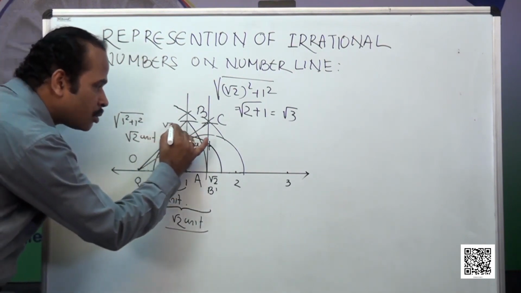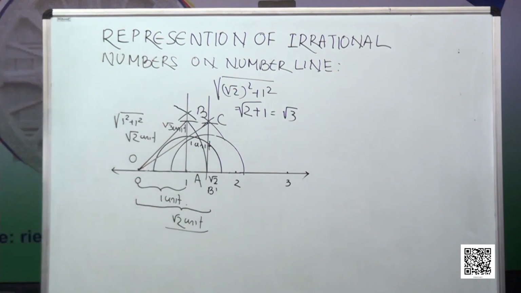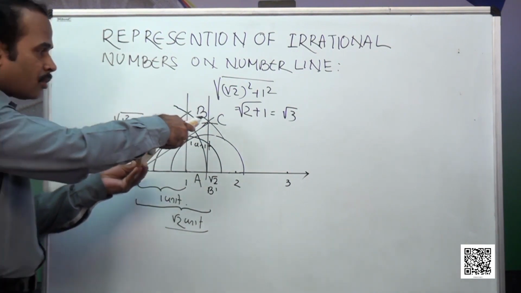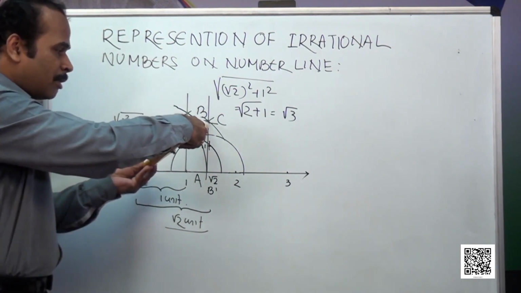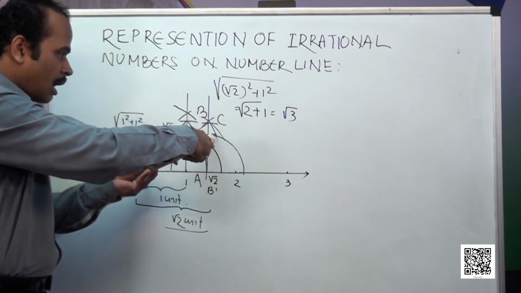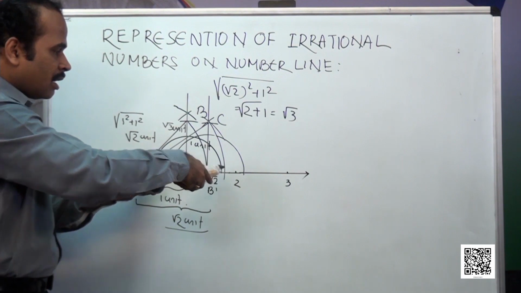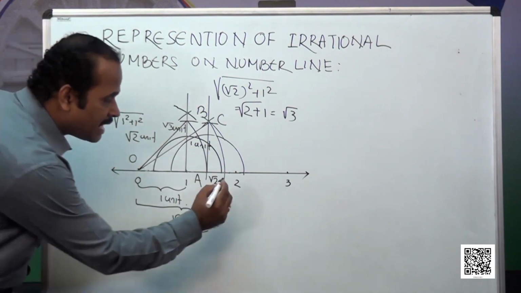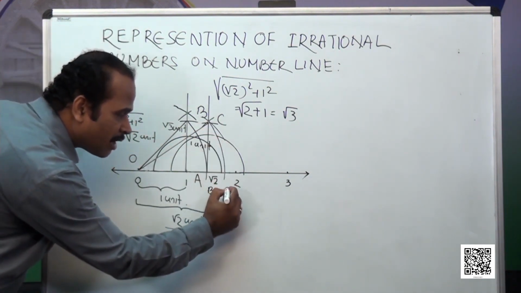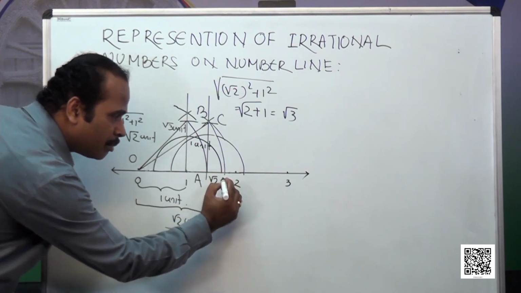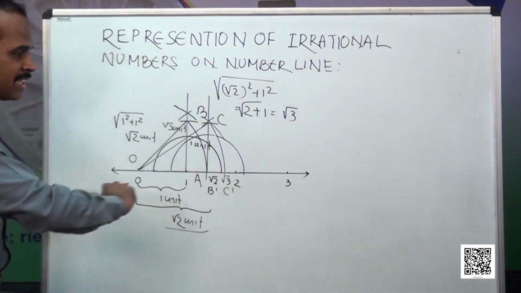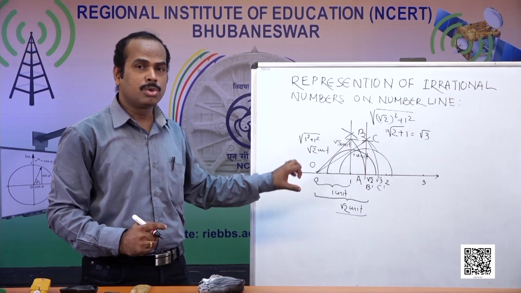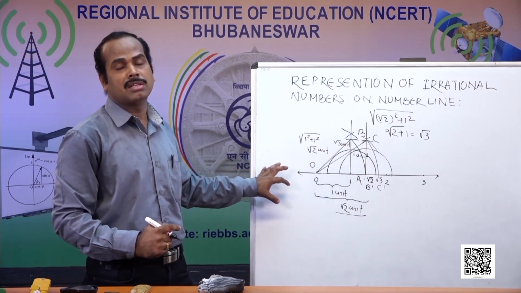And how to bring this root 3 unit to the number line? For that, I can take my compass. I will select this point O as center, OC as a radius, and I will draw an arc. Here I will find the arc will cut this line at this point. Let me take this point as C dash. This point is C, so let me take this point as C dash. Now C dash is a point on the number line which represents root 3. Now by this process, I brought root 3 also in the number line. So now we learned how to represent root 2, root 3, such type of irrational numbers on the number line.